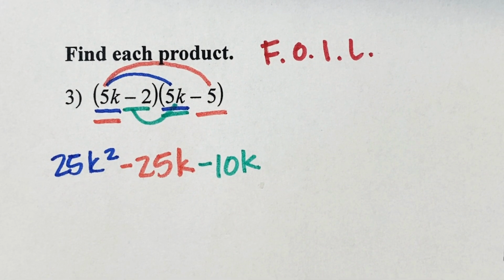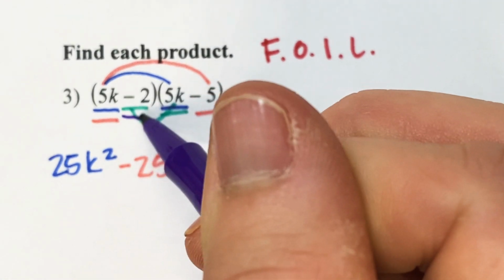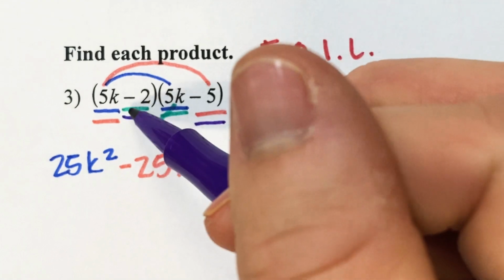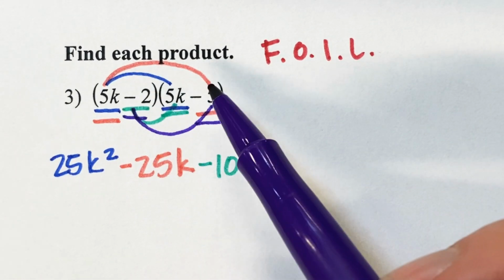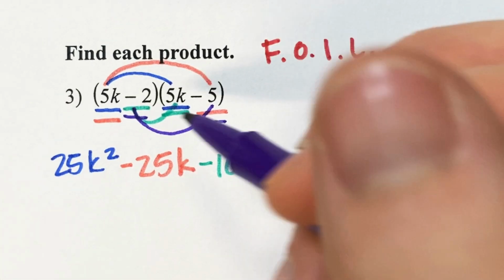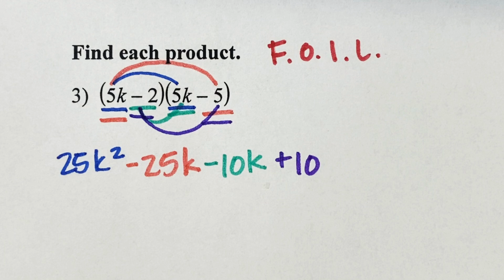All right, and our very last letter in FOIL stands for last. So we take the last terms in our binomial. So now we're taking -2 times -5. Negative times a negative equals a positive. 2 times 5 is 10. So positive 10.